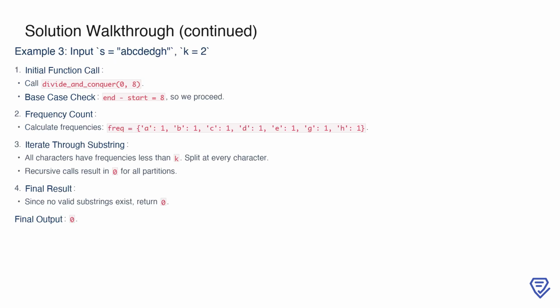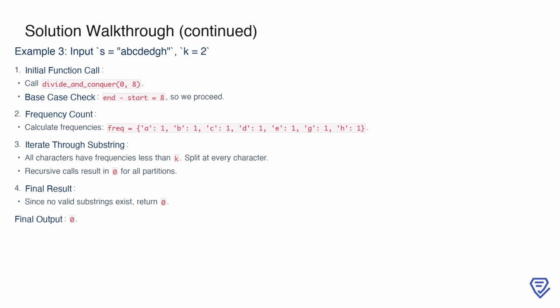Finally, let's consider the input s equals "abcdedgh" and k equals 2. We start with the initial call divide_n_conquer(0, 8) to process the entire string. The base case confirms that the length of the substring, end - start = 8, is sufficient, so we proceed. We calculate the frequency of each character in the substring, resulting in a: 1, b: 1, c: 1, d: 1, e: 1, g: 1, h: 1. Here, all characters have frequencies less than k.